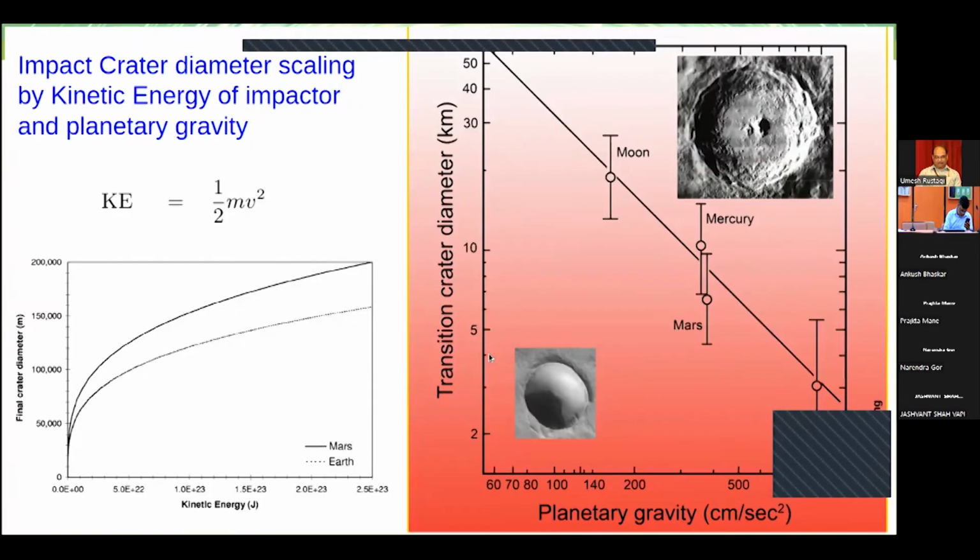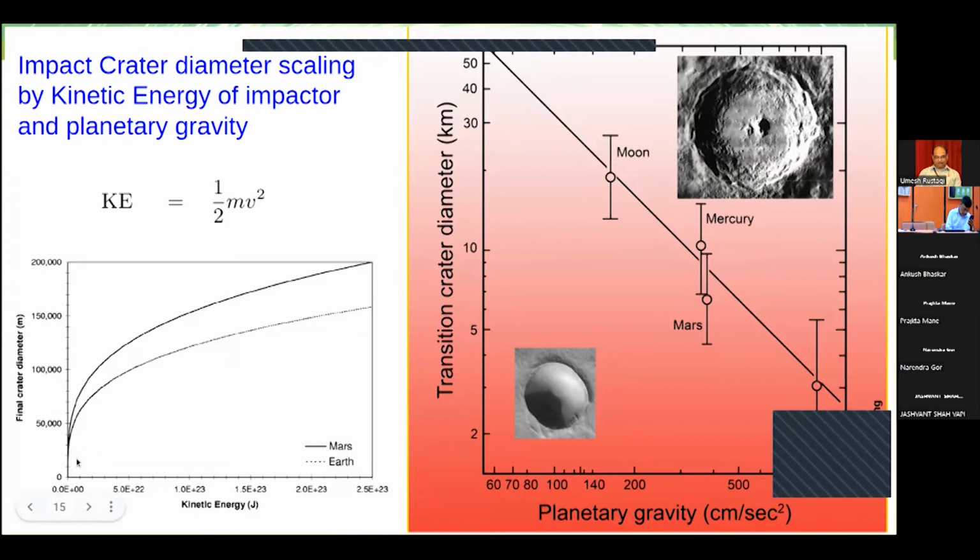Similarly, as I mentioned already, kinetic energy plays a role. So look at this graph. Here you have the final crater diameter in meters. Just divide by 1,000 and you will see it in kilometers, so 50 kilometers, 100 kilometers, 150 kilometers on the y-axis. And here you have the kinetic energy. And there are two bodies, Mars and Earth, that we are showing here.